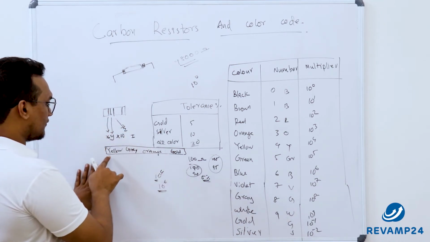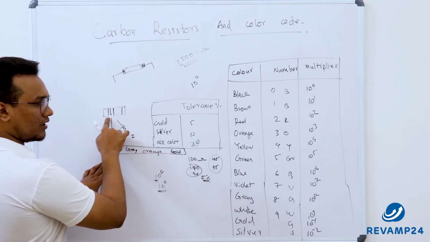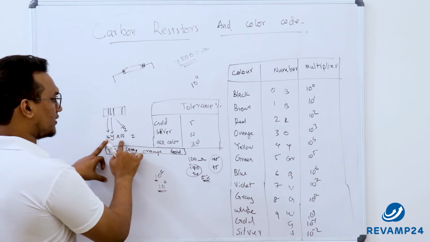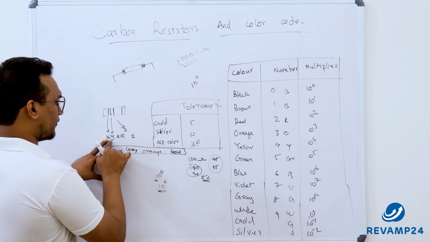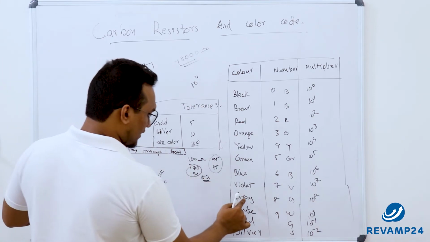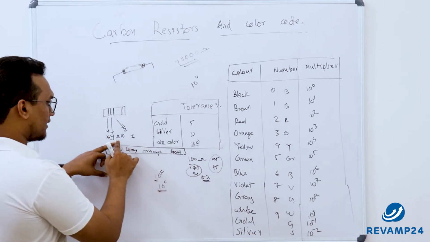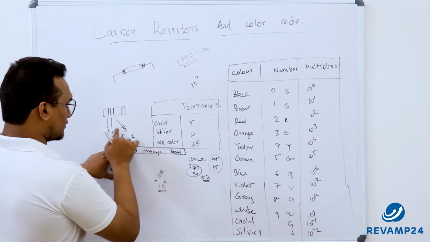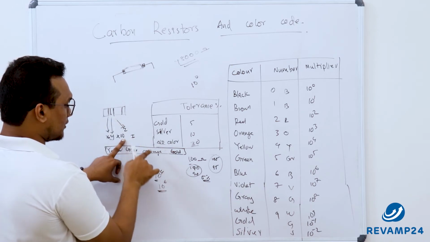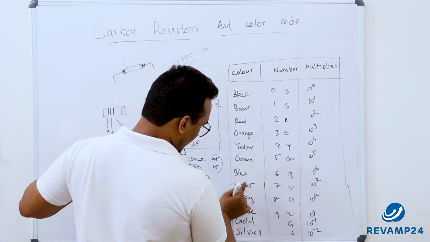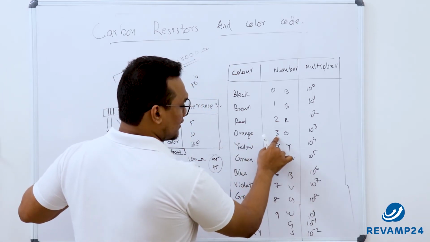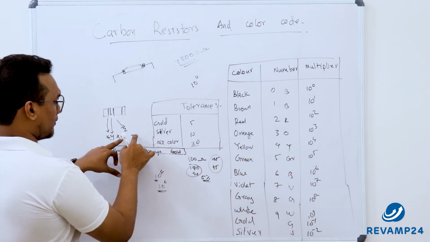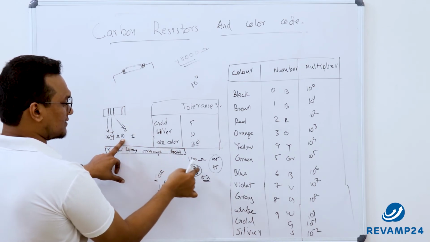The first colored strip represents the first number in xy into 10 power z. Here yellow is 4, gray is 8, so 48. Now the next one is the power of 10. The third strip is orange, which is 3, so that is 10 power 3 here. And the last color represents the tolerance.